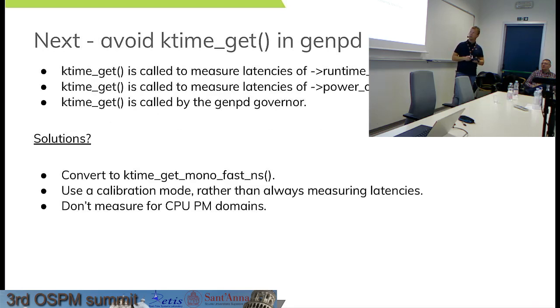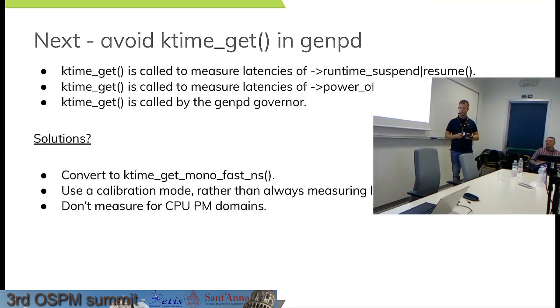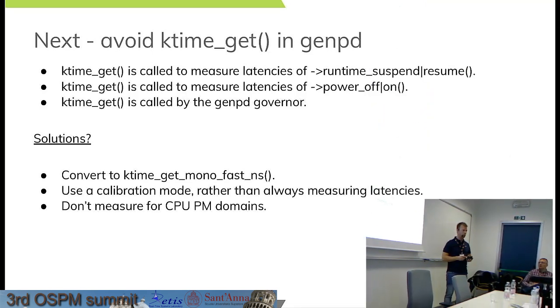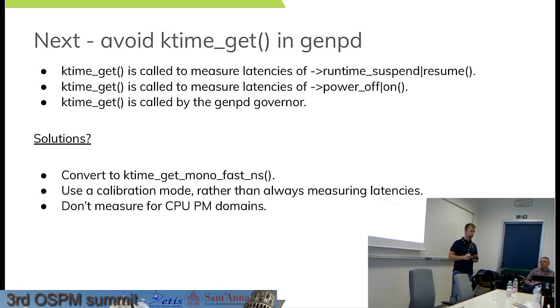So another thing that we have observed is that, of course, in the idle path we don't want latencies and we don't want locking contentions or all that kind of stuff. And using k-time get is one of those things that we could suffer a little bit from, because there's a lot of calls to k-time get being done in ENPD when you do these PM runtime get and put calls. And the reason why those are there is actually to do measurements of the latency for how long the callbacks take to execute. And that's to deal with these PMQS constraints.